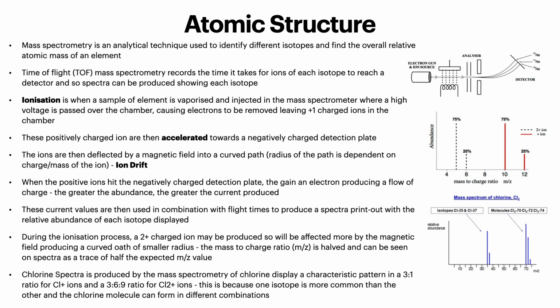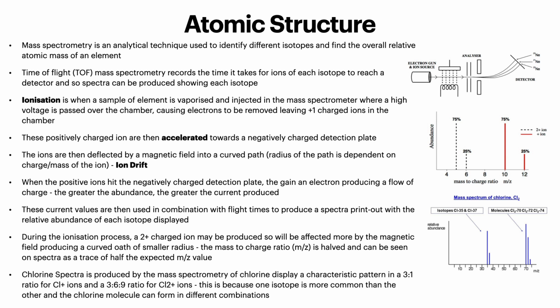These positively charged ions are then accelerated towards a negatively charged detection plate. The ions are then deflected by a magnetic field into a curved path. The radius of the path is dependent on the charge or mass of the ion, which is known as ion drift. So this is all still talking about time of flight mass spectrometry. When the positive ions hit the negatively charged plate, they gain electrons, producing a flow of charge. The greater the abundance, the greater the current produced.